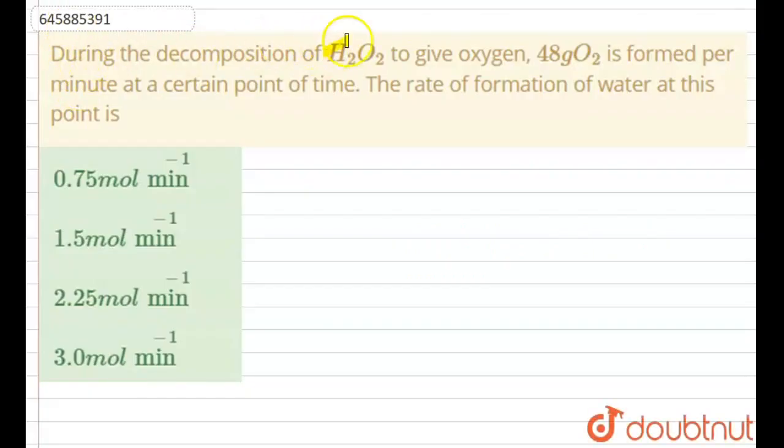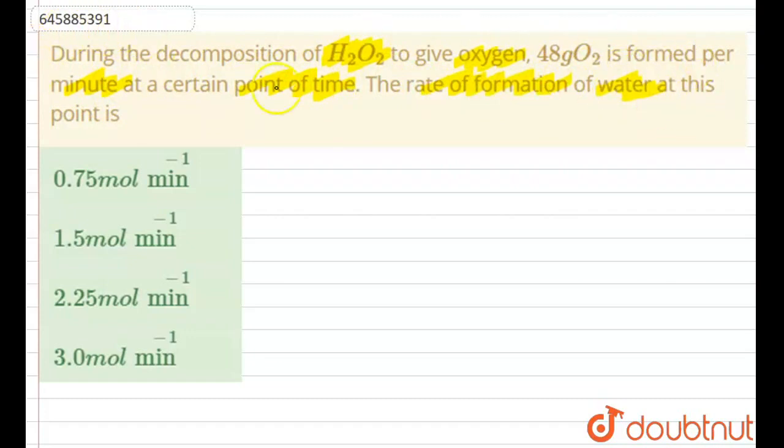So the question we have is, during the decomposition of H2O2 to give oxygen, 48 gram oxygen is formed per minute at a certain point of time. The rate of formation of water at this point is.